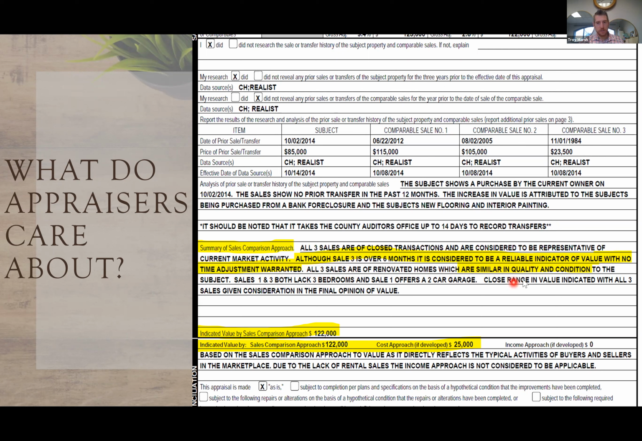And then they address quality and condition, and basically just say all those things that I already said. But he said, because all of the ranges are close and they're all close to each other, they were all considered in the opinion.